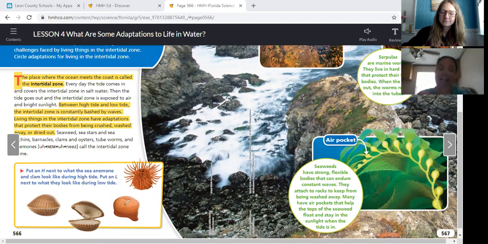So during high tide, that means the water is way high up on the shore. So these organisms probably can get their food at that time, right? So I would imagine that this clam would be for high tide, and also maybe this opened sea anemone right here. Is that right? That's right. Yay! So then during low tide, it would be the other pictures where they kind of look closed. They're protecting themselves from predators and protecting their bodies.